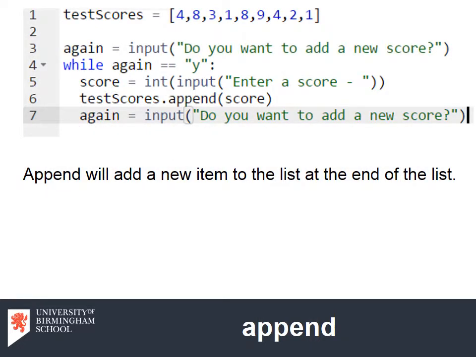Append allows us to add more items to a list. So here's another code example. Let's say I had this before I worked out the average, so I can add more and more items to the list. So it asks, do you want to add a new score? If you say yes, it will ask for a number and then uses append to add it. Now append always places it on this end of the list. And then it asks them again. So that's the thing that's going to get it from the start to the end.